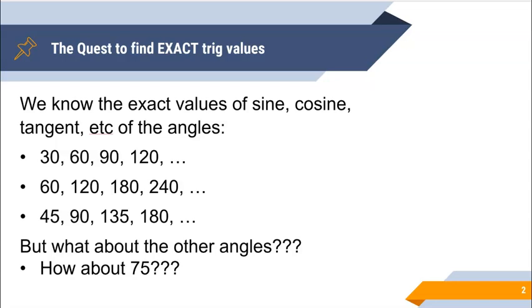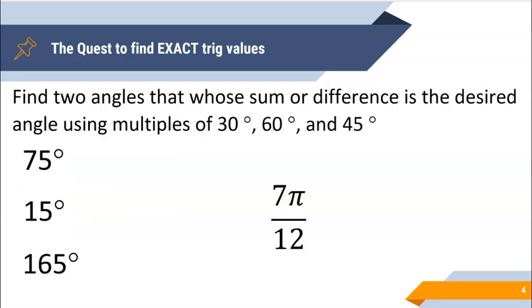Because right now, we know how to find the exact values of sine, cosine, tangent, any of the 6 trig values, as long as it's a multiple of 30, 60, or 45, right? We can find all those. But there's a lot of other angles out there. For example, what about 75 degrees? What is its cosine?